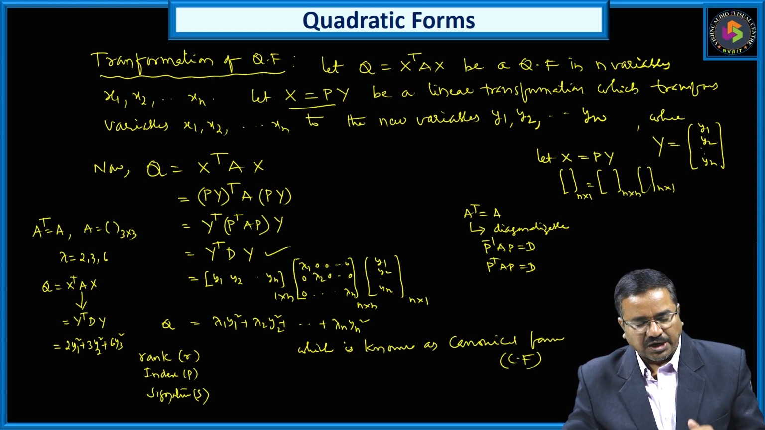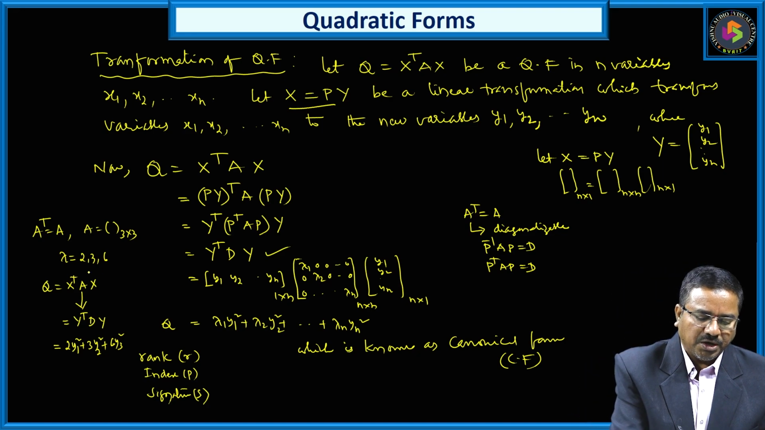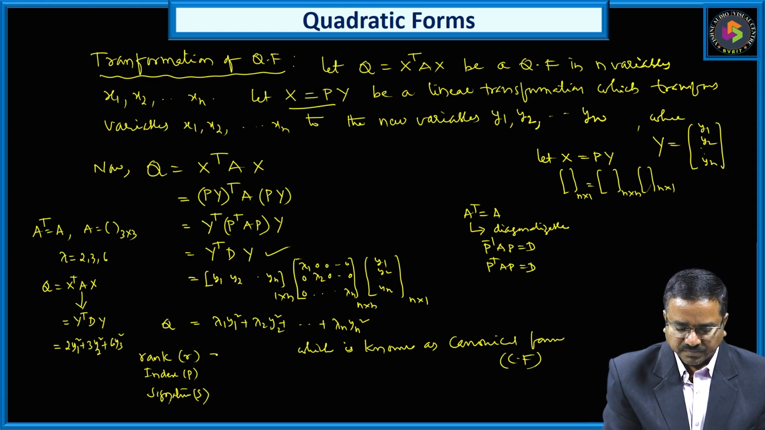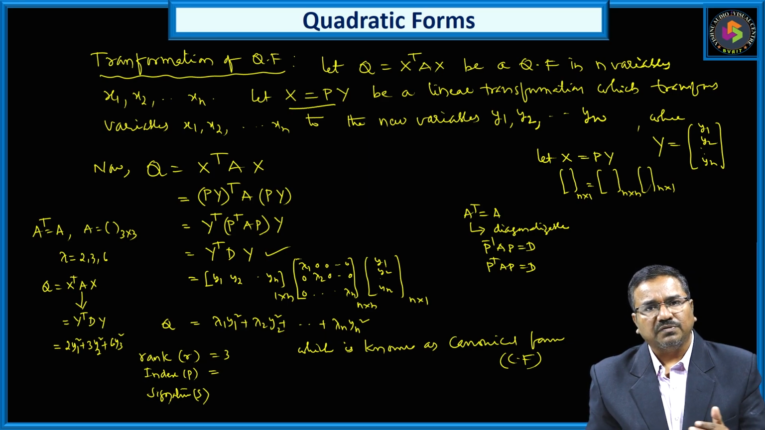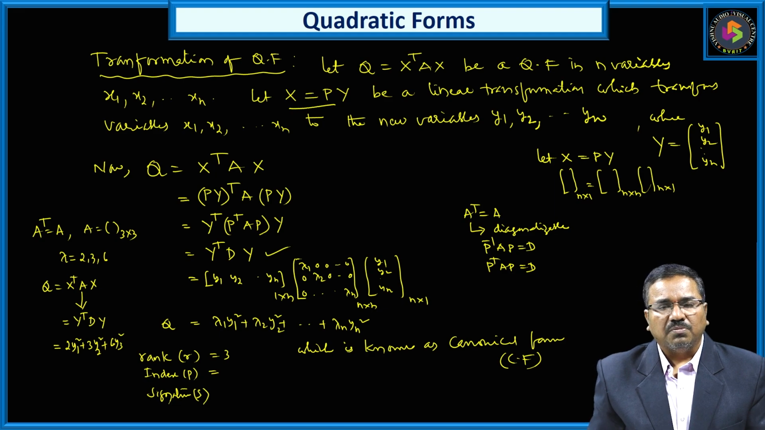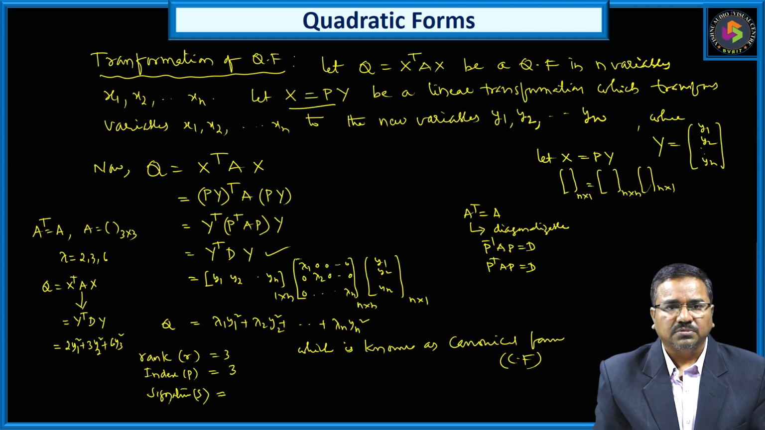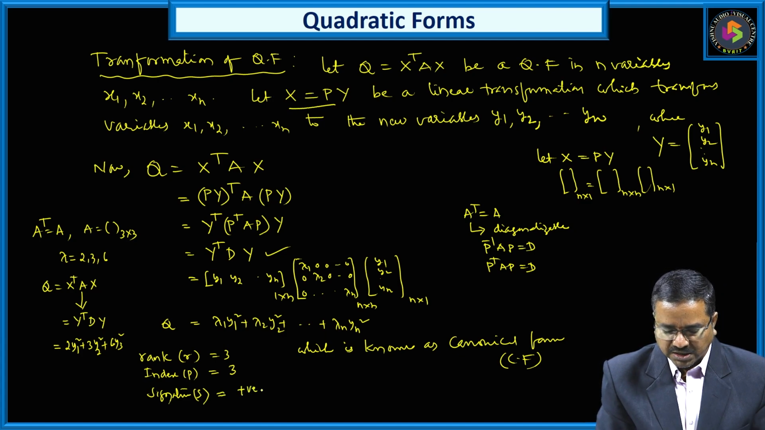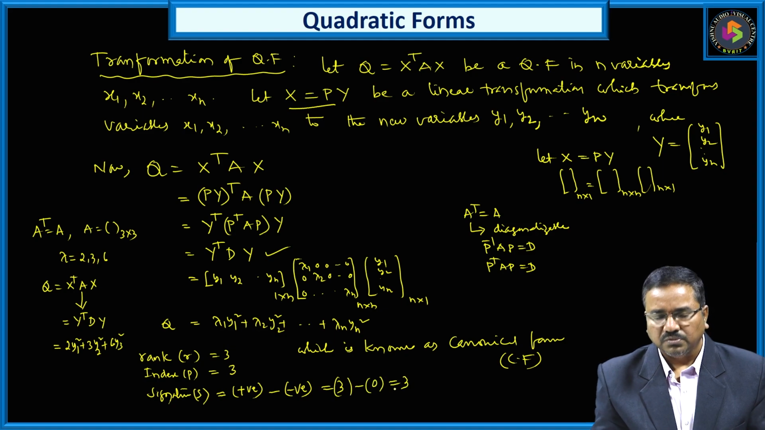One is the rank, the index, and the signature. Very simple. Rank is the number of terms in the canonical form. Number of terms means nothing but the number of eigenvalues. Look at this one, for example. How many terms do we have? 3. Therefore rank is 3. What is the index? The number of positive terms in the canonical form, that is, the number of positive eigenvalues. How many? 3. Then the signature: the number of positive eigenvalues minus the number of negative eigenvalues. Positive eigenvalues 3, negative eigenvalues 0, therefore 3.